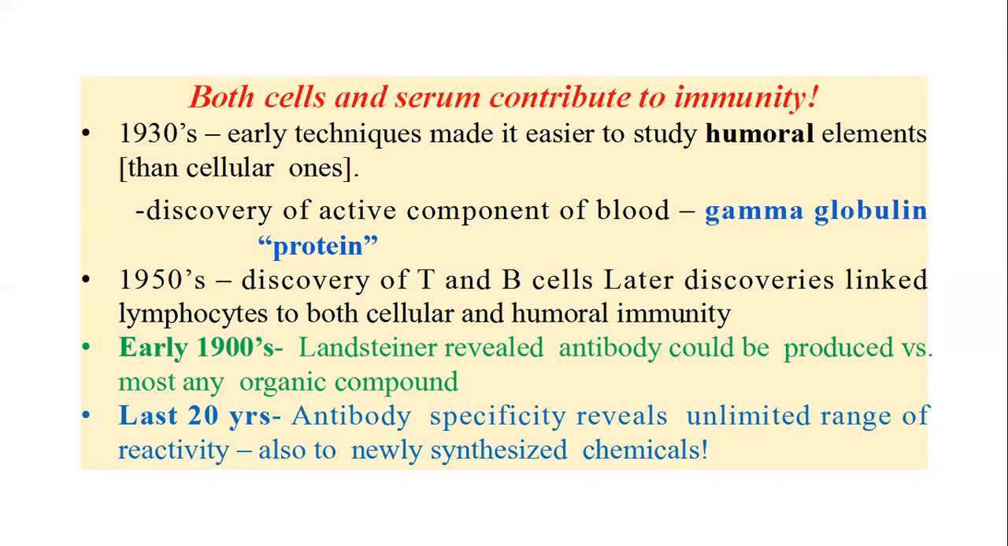And in the 1930s, early techniques made it easier to study the humoral element. The scientists discovered that the active component of blood, not the blood cell, is a protein molecule known as gamma globulin protein. In the 1950s, the discovery of two types of cells, B cell and T cell, linked lymphocytes to both cellular as well as humoral immunity.